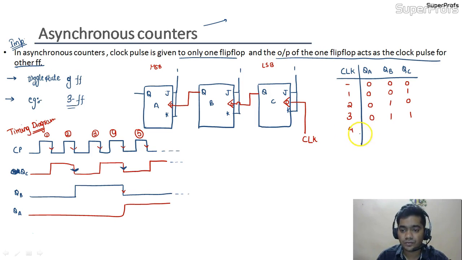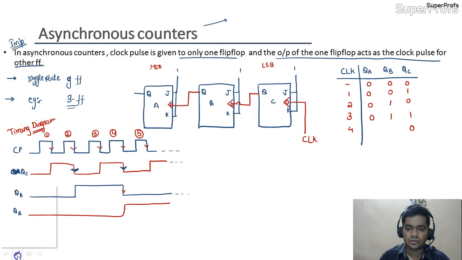For the fourth clock pulse, QC would again change from 1 to 0. Why is QC changing for every clock pulse? Because we have applied the input clock to the QC flip-flop. So at every falling edge of the clock pulse, the output of QC is changing, but QB is changing on the falling edge of QC, and QA output is changing on the falling edge of QB.